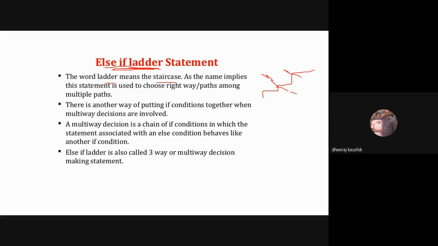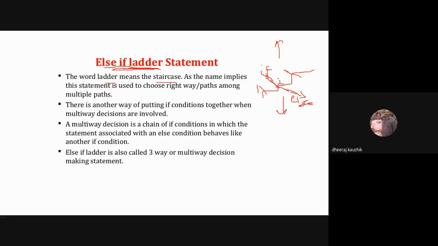A multi-way decision is a chain of if conditions in which the statement associated with an else condition behaves like another if condition. You would have understood this by now: here a condition 1 would be placed and here a condition 2 would be placed. But here again, this leads to an if block. Let's consider it up and down for our ease. And this condition is an else statement. So after this else condition, these statements follow.